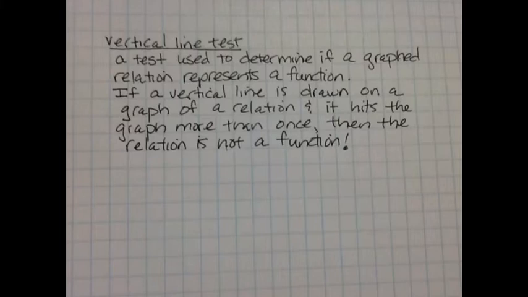Vertical line test is just a test used to determine if a graph relation represents a function. If a vertical line is drawn on a graph of a relation and it hits the graph more than once, then the relation is not a function.